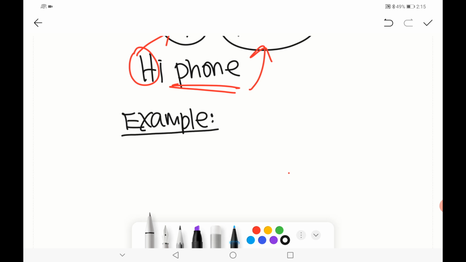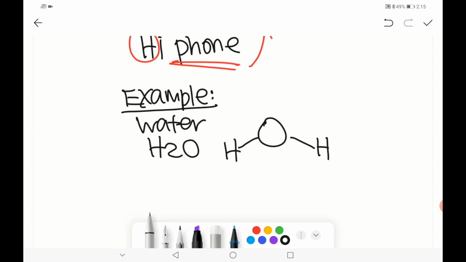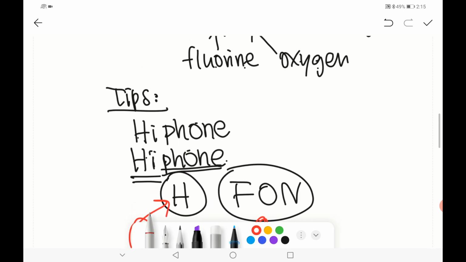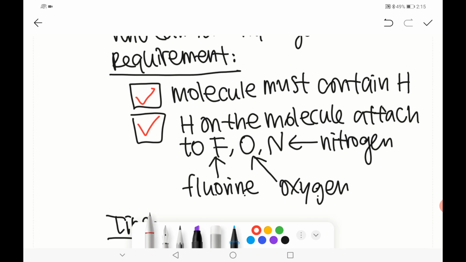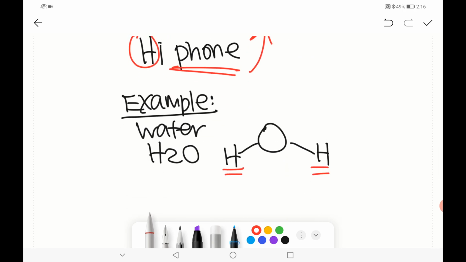Let's say we have water. The formula is H2O. If you draw it out, you don't need to know how to draw this, I just do a demonstration. So H2O, you have O bonded to 2H. Is water capable of hydrogen bonding? The first requirement is, do you have hydrogen? Yes, we have hydrogen. So that's the first requirement. Number two, do you have phone?